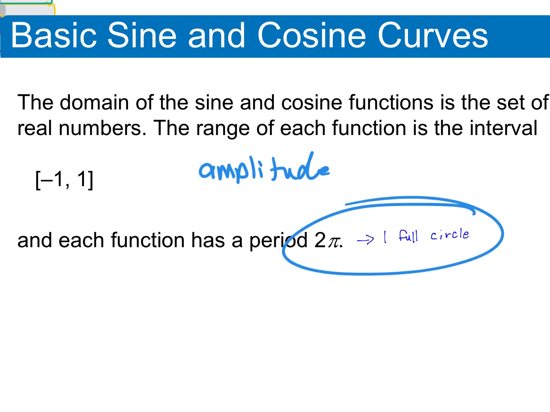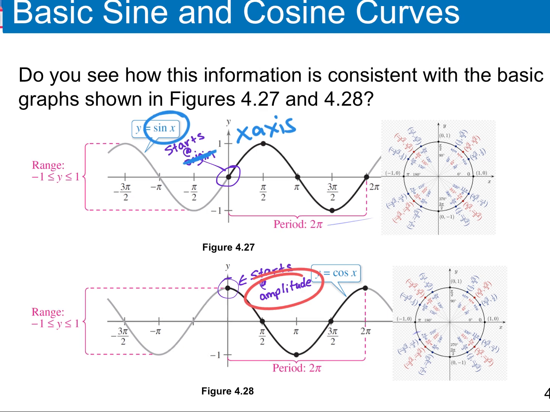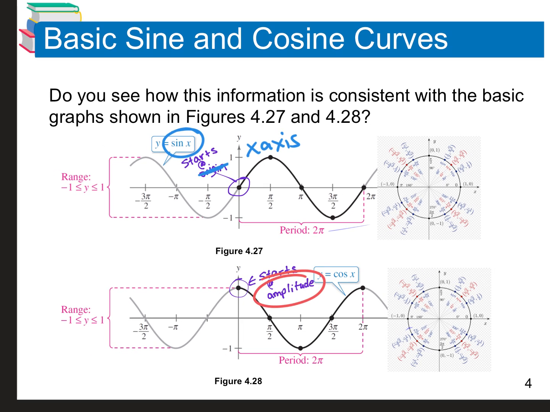That's one full circle. So here's what I want you to be familiar with. Sine curves always start at the x-axis. They don't necessarily always start at the origin, because they could move left and right. We're not going to, but they could. Cosine curves always start at the amplitude. If it's a positive one, it starts up. If it's a negative one, where do you think it starts? Down. There you go. All right, we good?